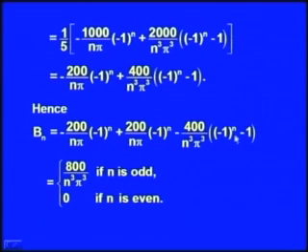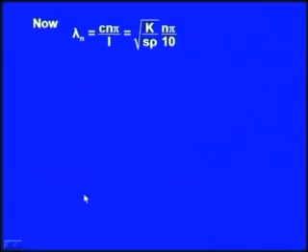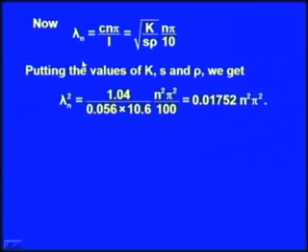And when n is even, minus 1 to the power n becomes 1. So, 1 minus 1 is 0. This term becomes 0 and we get here 200 over n pi minus 200 over n pi, which is again 0. So, we get V n equal to 0. So, when n takes values 2, 4, 6 and so on, we find that V n is 0, and when n takes values 1, 3, 5 and so on, we find that V n takes value 800 over n cube pi cube. Now, we have lambda n equal to C n pi over L.